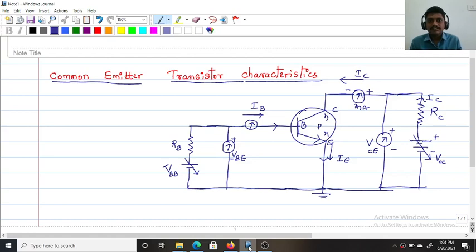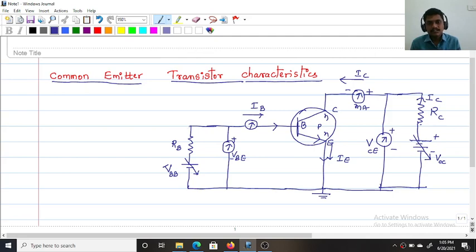In the previous class we discussed what a transistor is, the types of transistors and their working. We discussed PNP and NPN transistors. In this class we will discuss common emitter transistor characteristics.